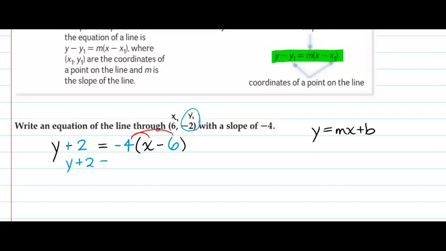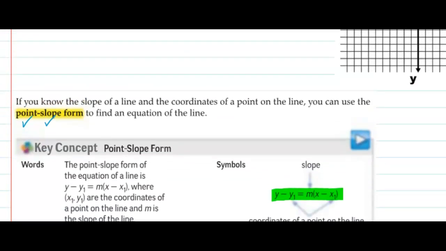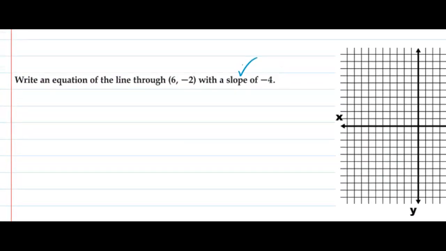Y plus 2 is -4x plus 24. I can subtract 2 from both sides. Y is -4x plus 22. Now, there is a way to do this without point-slope form, and I will leave that for you to do in class with your teacher.